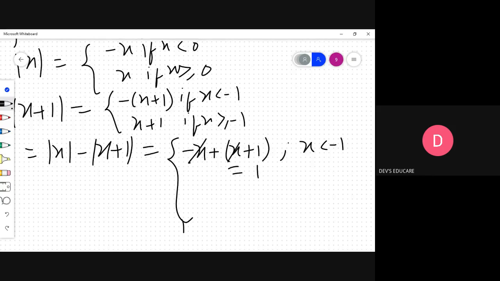Now it is for minus 1 less than or equal to x less than 0, so the value of x is between minus 1 and 0. For less than 0, mod x is minus x. But for greater than minus 1, mod of x plus 1 is x plus 1. So this will be minus x minus x minus 1, which becomes minus 2x minus 1.